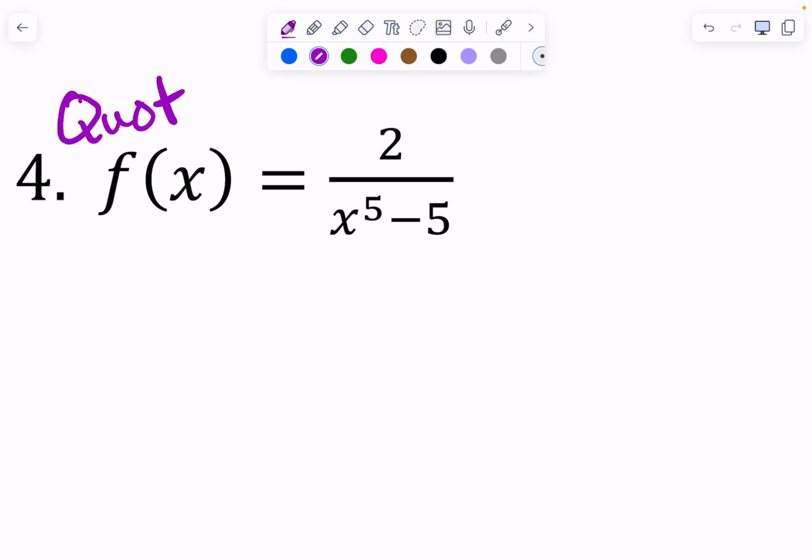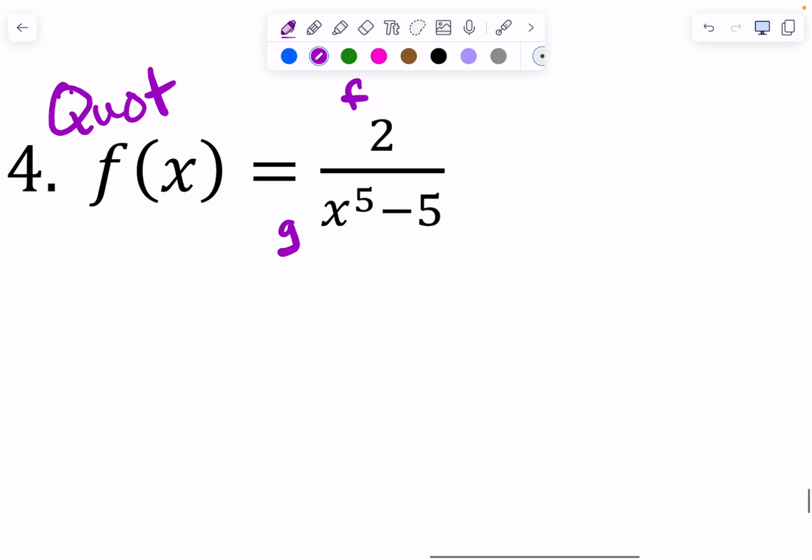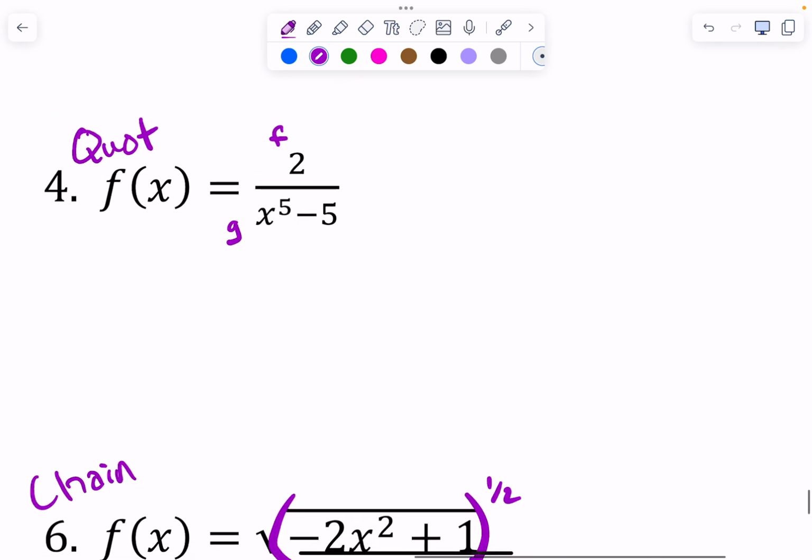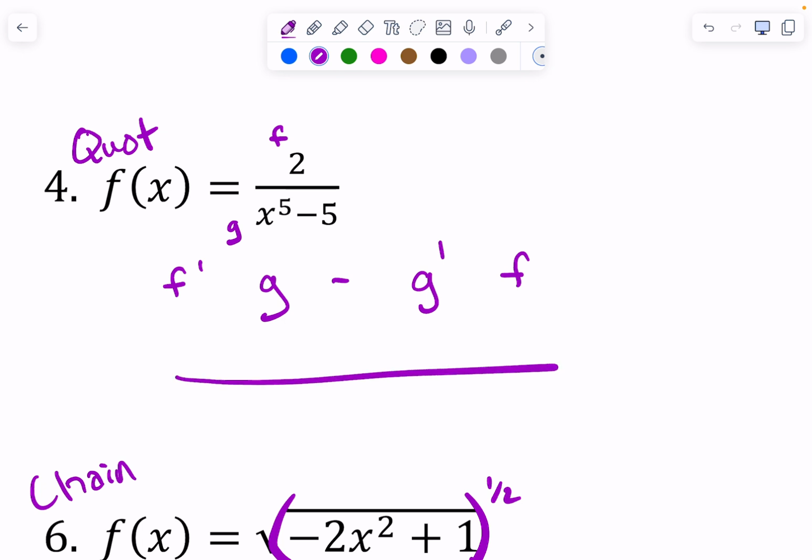Okay. All right, number 4, quotient rule. F is the top, G is the bottom. What's the rule for the quotient rule? F prime G minus G prime F over G squared. You need to start having that memorized. Do you have it memorized? Yeah, I have that one. You do, but it's easier just to not have to look. Okay, F prime G minus G prime F all over G squared.